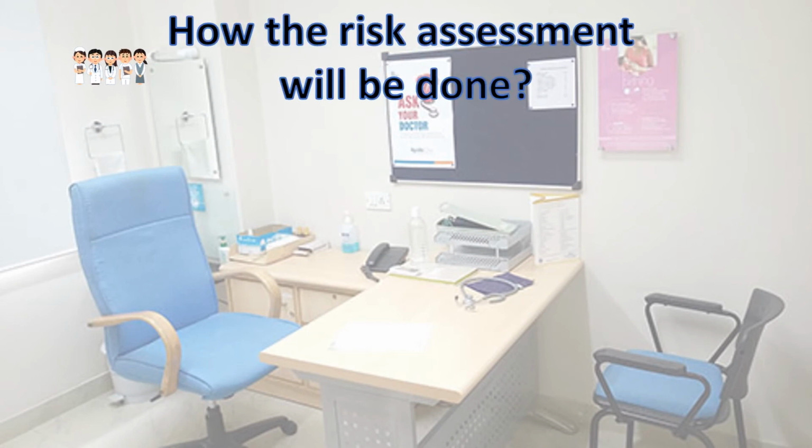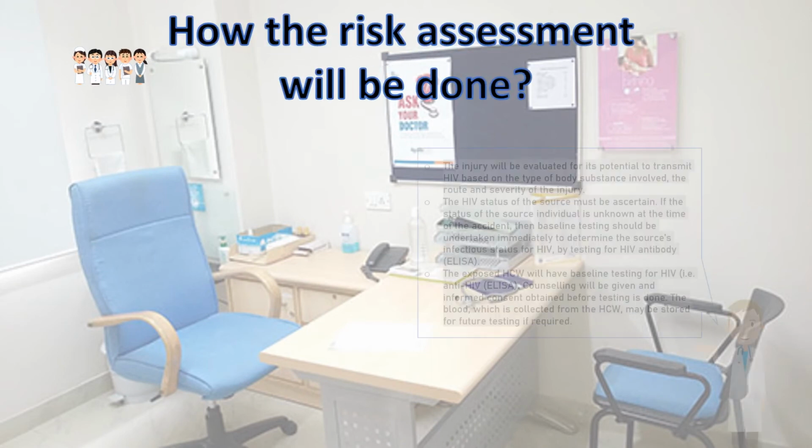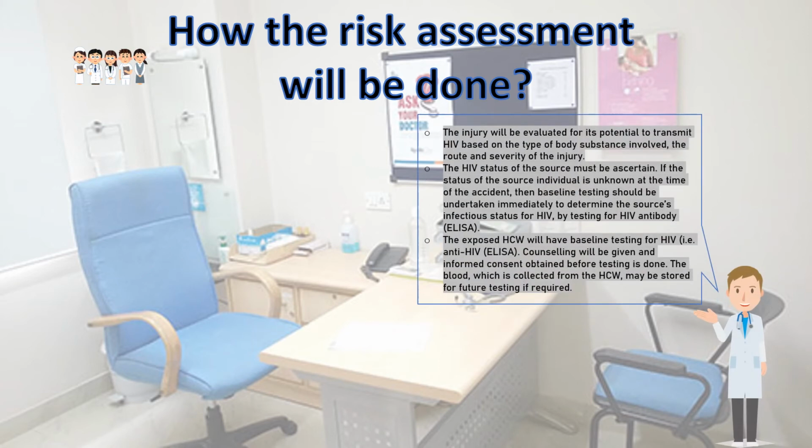How will the risk assessment be done? The risk assessment will be done by doing injury assessment first. The injury will be evaluated for its potential to transmit HIV based on the type of body substance involved, the route and severity of the injury. The second step is source assessment. The HIV status of the source must be ascertained. If the status of the source individual is unknown at the time of the accident, then baseline testing will be undertaken immediately to determine the source infectious status for HIV, by testing for HIV antibody ELISA.